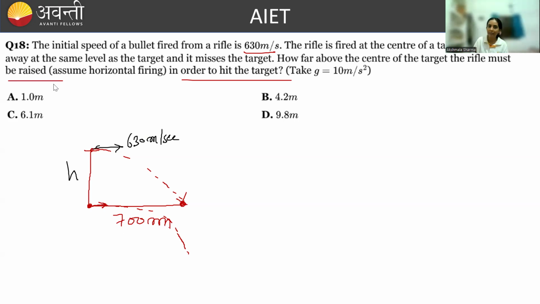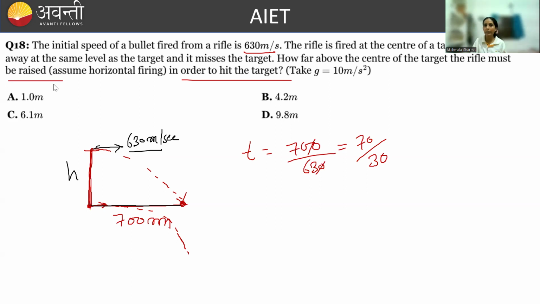Now, how much time will it take to hit the target? It will travel 700 meters in the x direction, and in the x direction its velocity will remain constant because there is no acceleration in the x direction. So the time taken to hit the target will be 700 meters divided by 630, so this is 70 by 63. In the same time it will also come down by height h.